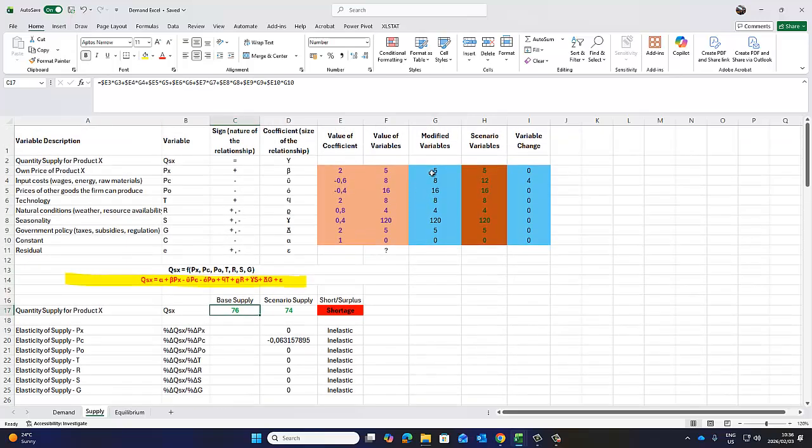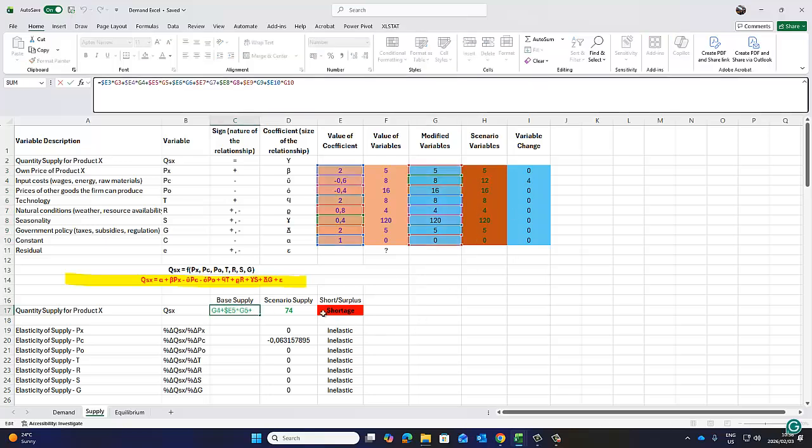Then I keep that constant. You'll see I keep that constant. I don't change it. So with my base scenario, I use the scenario variables. Again, the coefficient, but I multiply not my original values but my modified variables.